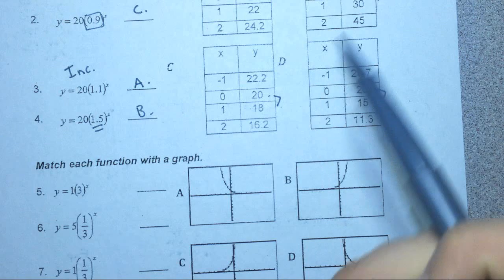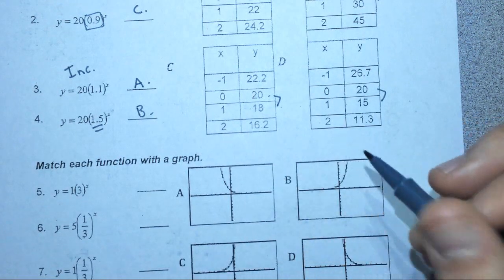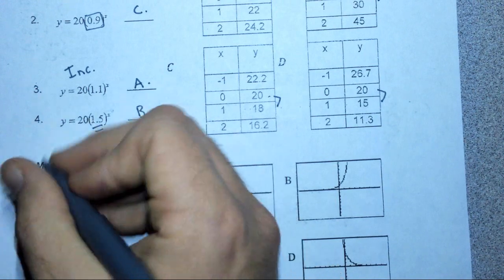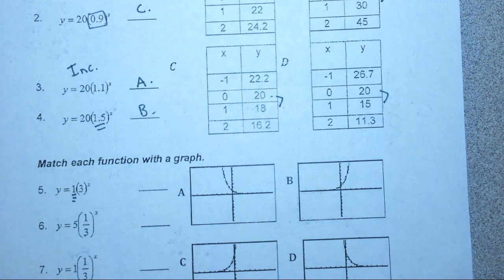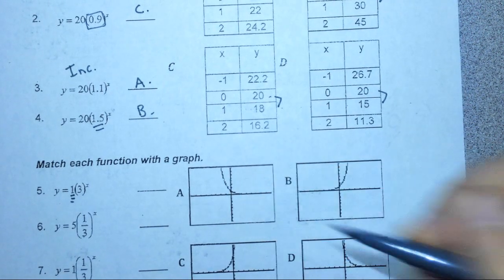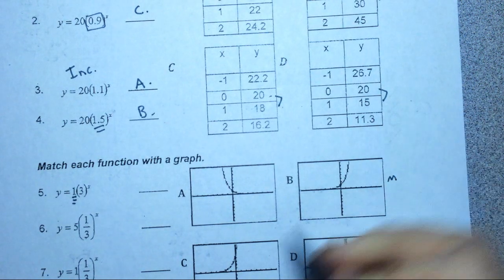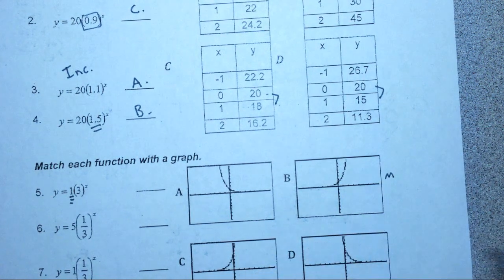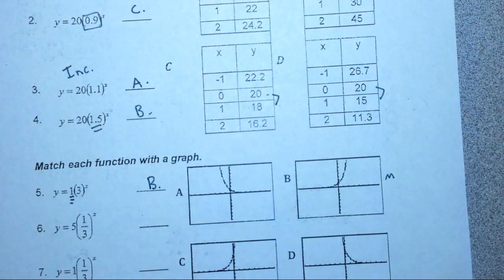Alrighty, next section, match the function with the graph. Oh, this is a little bit easier. Alright, so this one, I know it starts at 1, and it gets bigger because it's growth. Well, let's see if I can find it. This one starts at 1, but it's getting smaller, so that's going to be decay. This one starts at 1, gets bigger, maybe. This one starts way up top, no way. This one starts way up top, so my only answer choice is B.